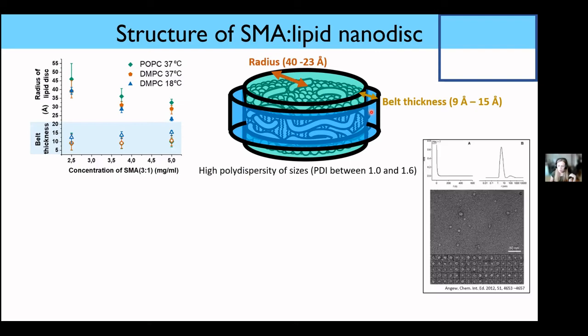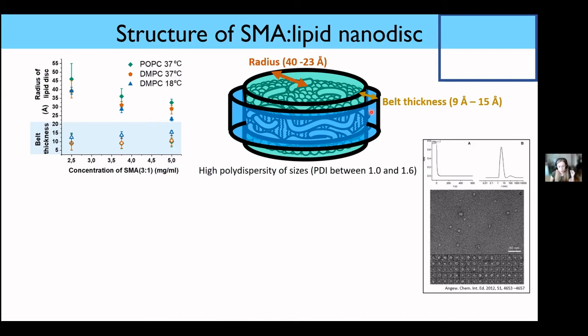And all these sizes fit quite well with what was found previously for this polymer. With the nanodisc, they found it to have an average diameter of 9 nanometers, so 90 angstrom. But also that it had a very large range of sizes from 5 to 15 nanometers, as they found from the cryoTEM here.